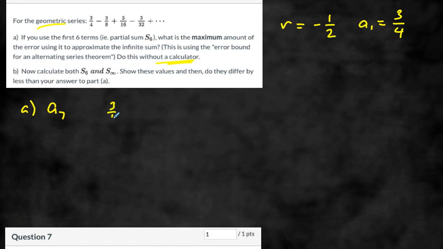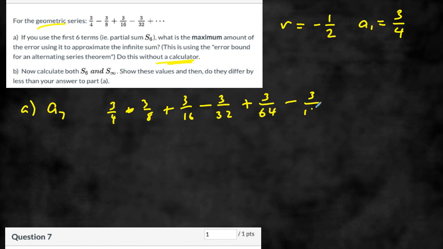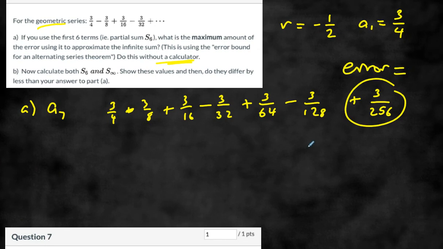We're at 3/4 minus 3/8 plus 3/16 minus 3/32. So we keep going. We're going to add 3 over 64, and we're doubling denominators. Subtract 3 over 128. What are we up to? 1, 2, 3, 4, 5, 6 terms. The 7th term would be 3 over 256. This would be the error in doing this calculation.